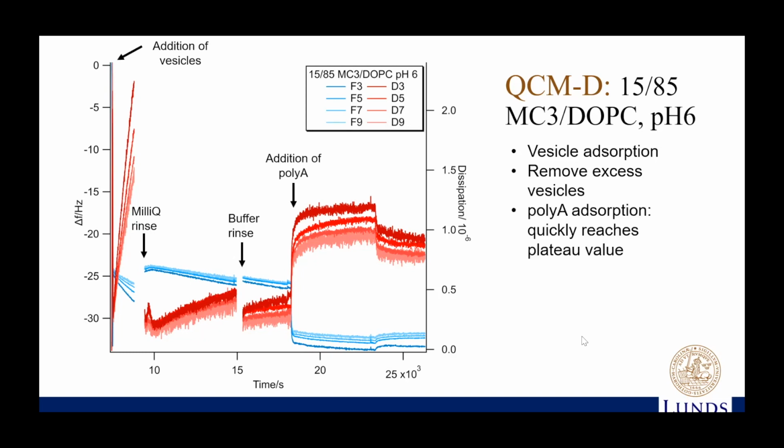And you can see in the graph here, we see a sharp decrease in frequency and a sharp increase in dissipation, indicating that mass has absorbed to the surface and that the layer has become less rigid, which remains after rinsing with buffer, indicating that poly-A is irreversibly absorbed to the surface. So we see this for 10% and 15% MC3 at pH 6. However, we don't see any absorption for 0 and 5% MC3 at this pH.